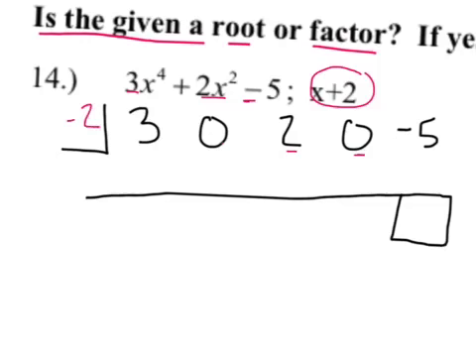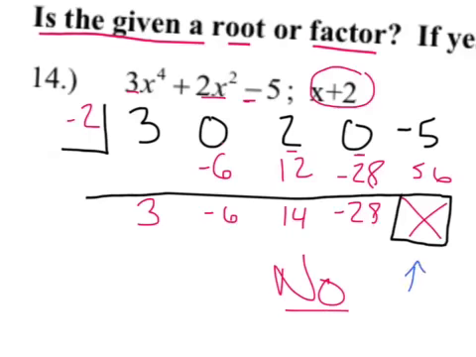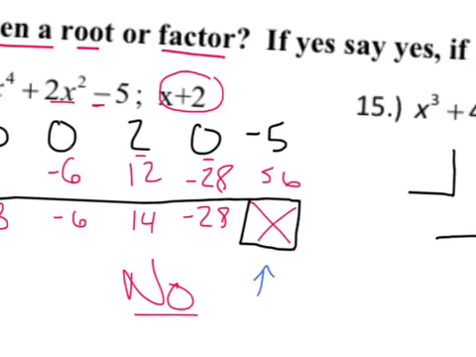I'm doing synthetic division. Drop the 3, multiply, add, multiply, add, multiply, add, multiply, positive 56. Doesn't matter what I get there because it's not 0. So the answer to the question, is it a factor or a root? The answer is no. All we're looking for is if we got 0 here, it'd be yes. Since we got not 0 for a remainder, it's no.